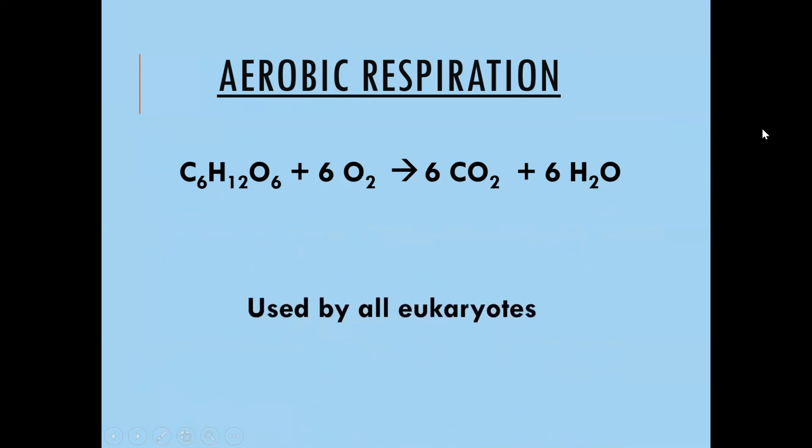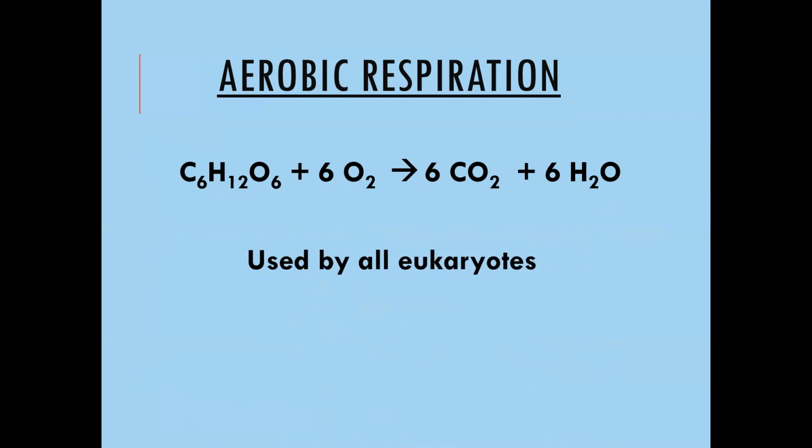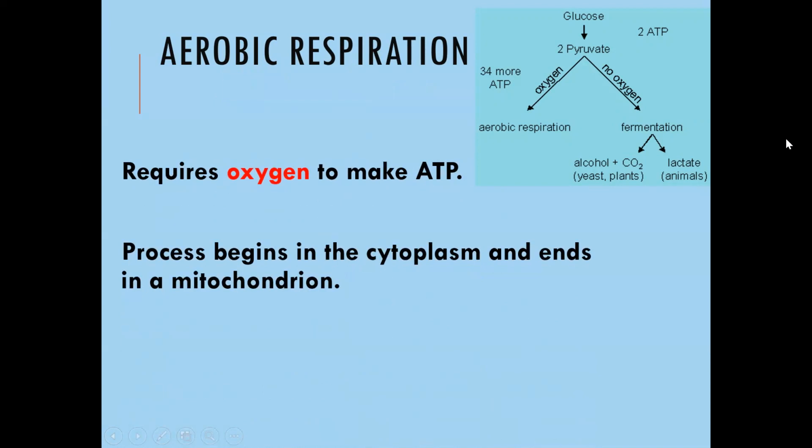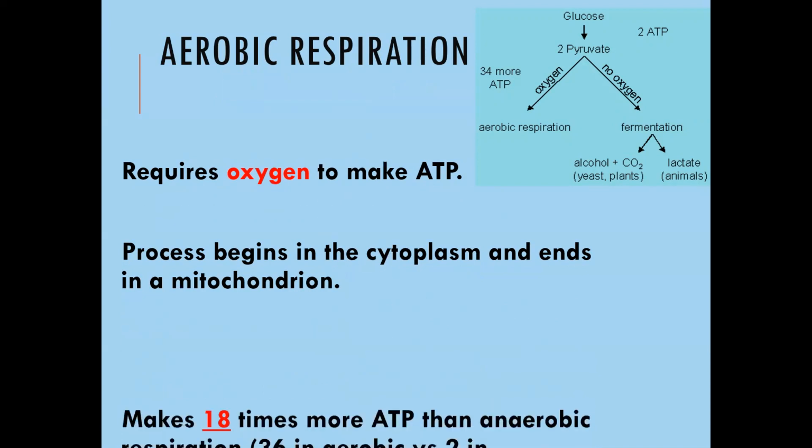So we're going to go through this step, but it's used by all eukaryotes. So we talked about prokaryotes and eukaryotes. You are a eukaryote, if that brings back some differences between the two, but it's going to be used by all eukaryotes. So aerobic respiration, it requires oxygen to make ATP, and this process is going to start in the cytoplasm with glycolysis, and it's going to end in the mitochondria, which has 2 other steps, and those 2 steps are going to take place in the mitochondria.